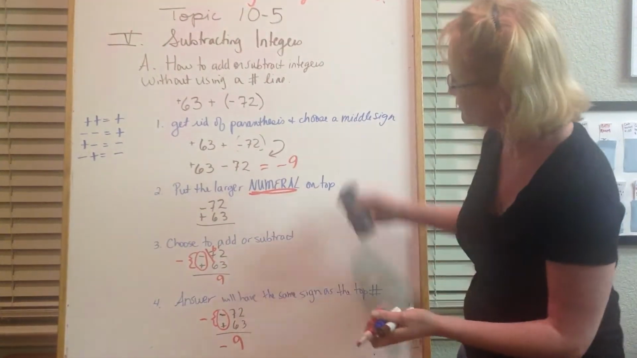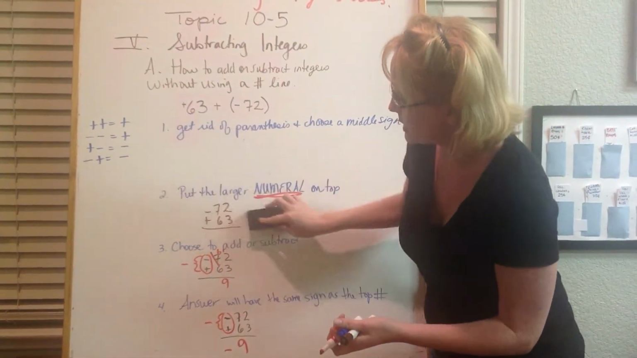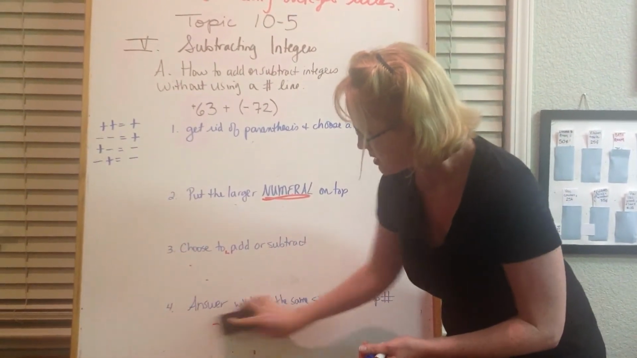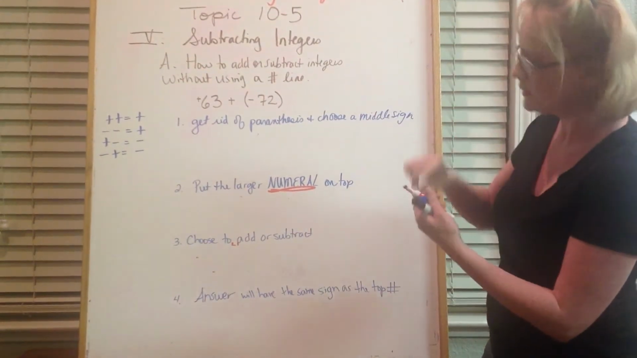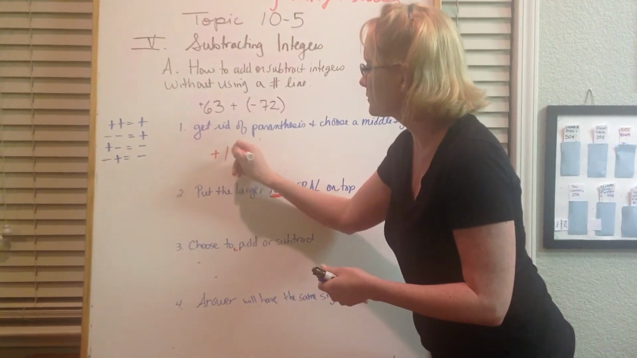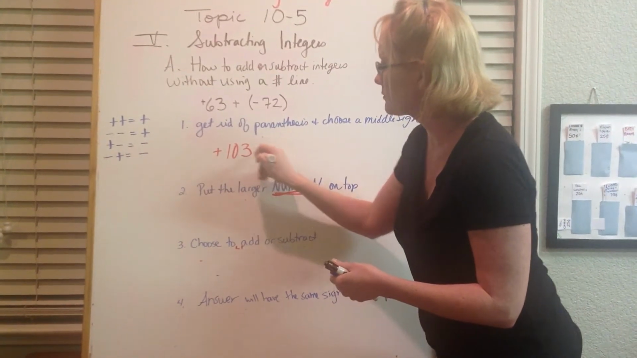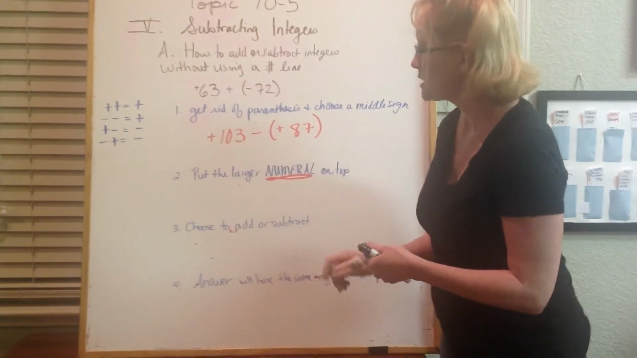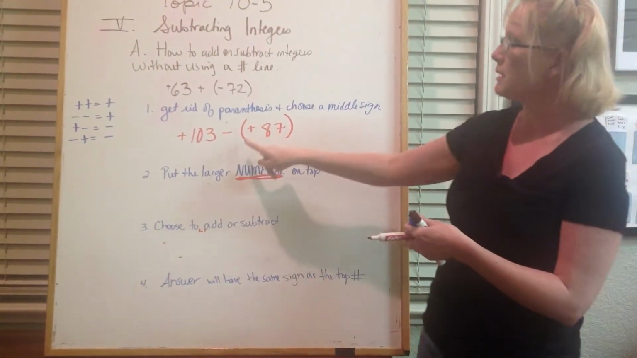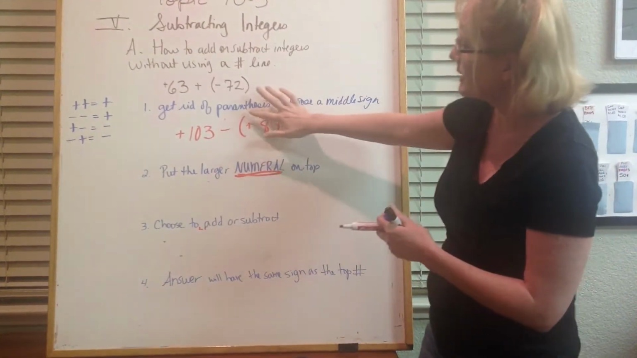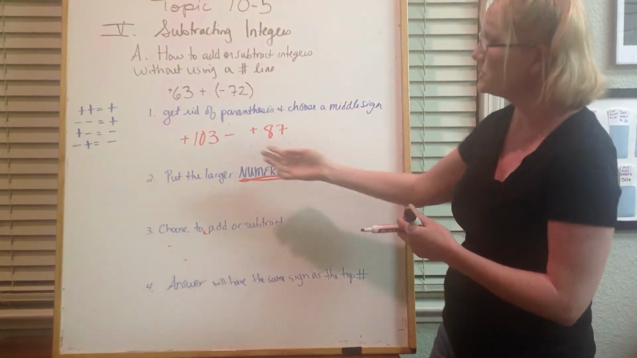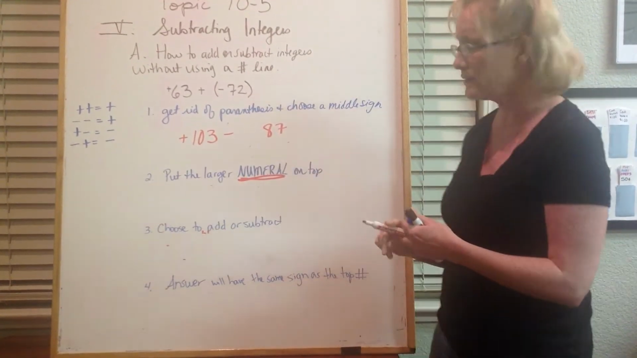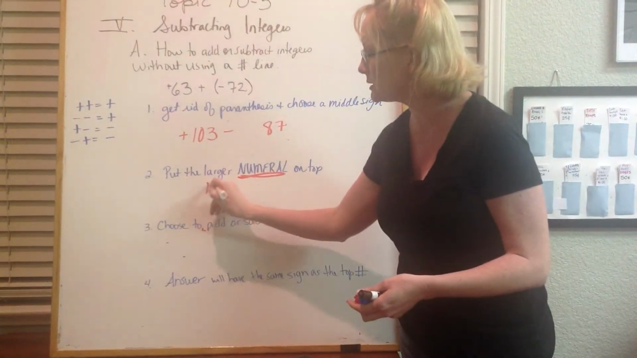Let's do it again. Let me erase this real quick. So we have positive 103 minus a positive 87. Again, I get rid of my parentheses. I need to choose my middle sign, which is minus here. So I have 103 minus 87. 103 is a larger numeral, so put it on top.